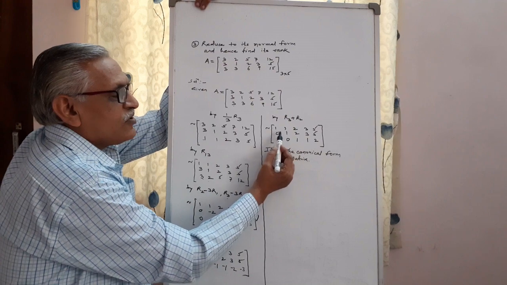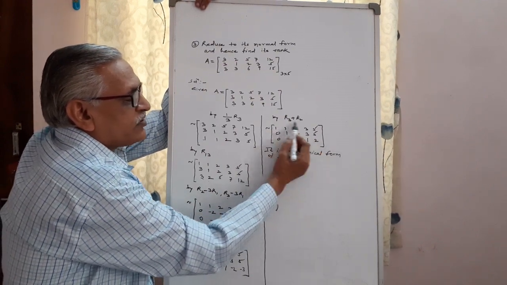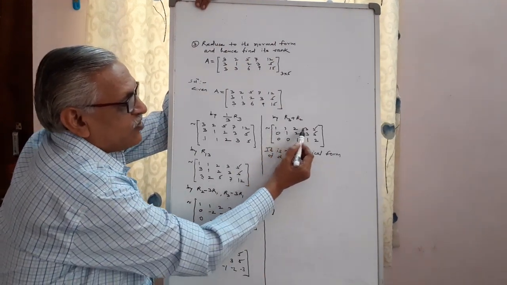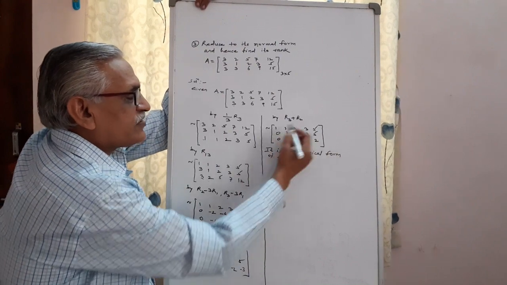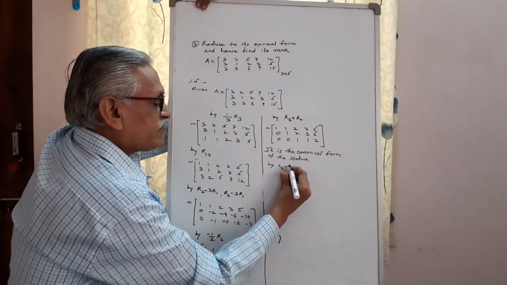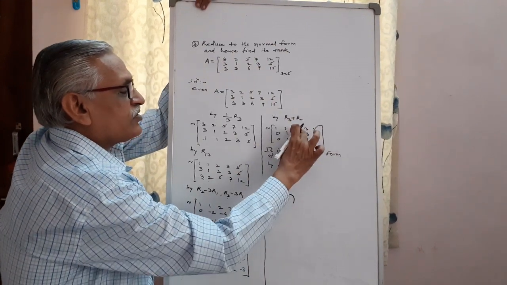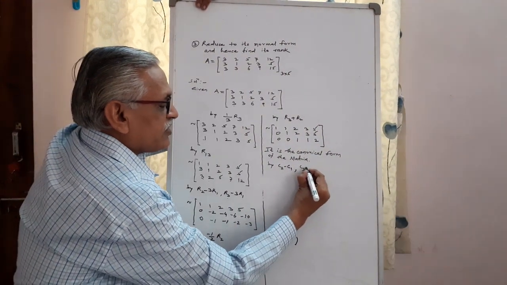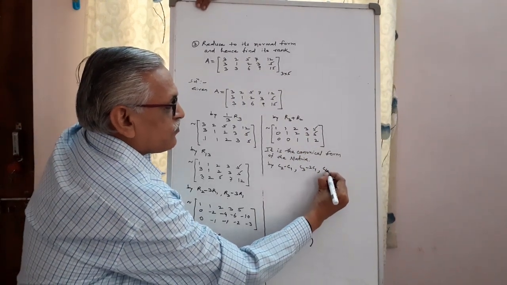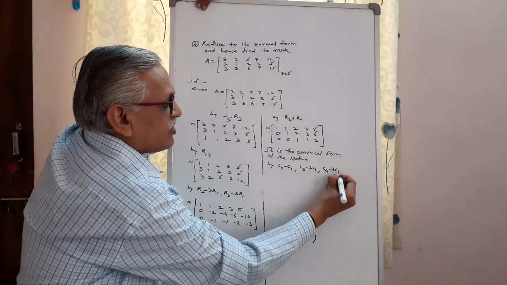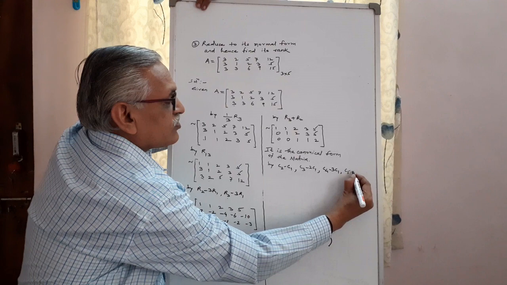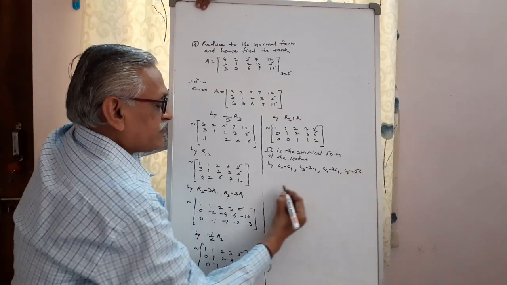After getting the canonical form, we have to convert the upper elements to 0 by applying column transformations. Therefore, using this one, I will convert all these elements to 0 in a single step by applying: 1 minus 1 is 0 means C2 minus C1. Then for this, 2 minus 2 is 0 means it is C3 minus 2 times C1. 3 minus 3 is 0 means C4 minus 3 C1, and 5 minus 5 is 0 means C5 minus 5 times C1.